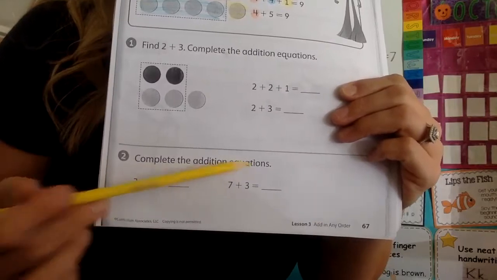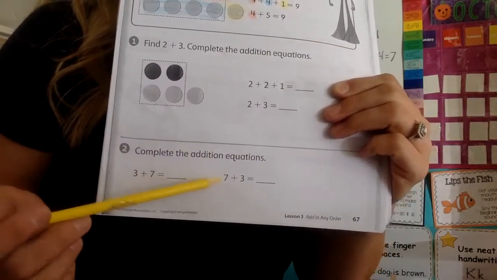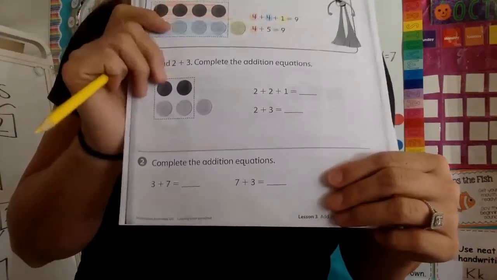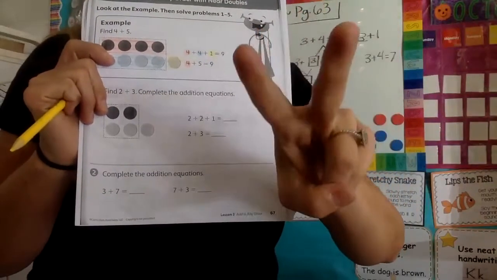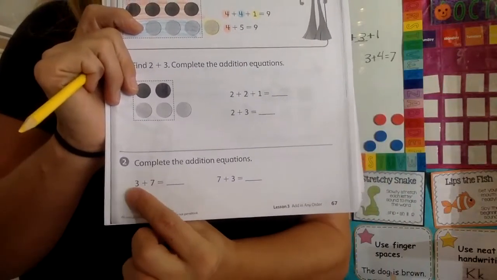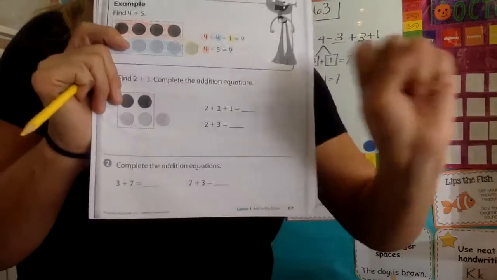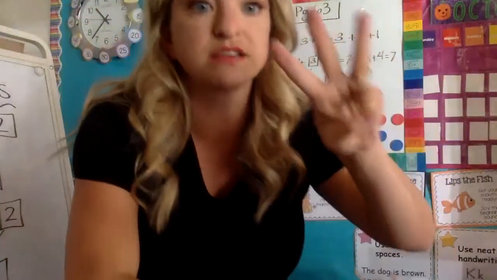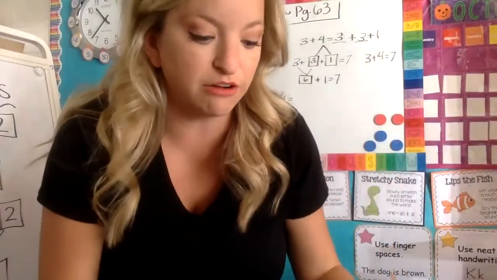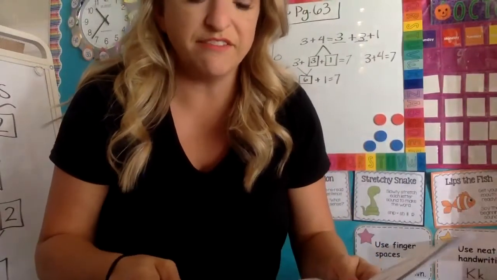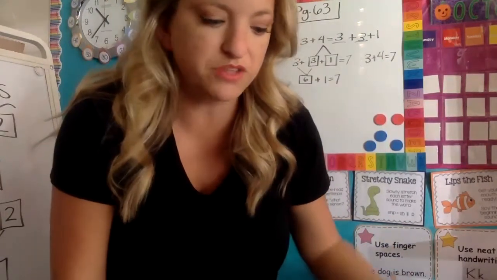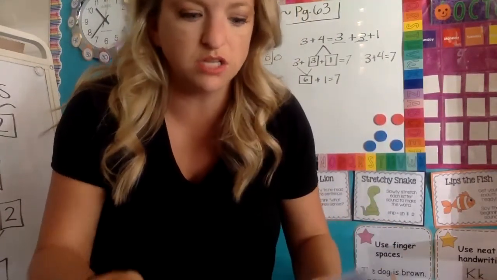Complete the addition equations. 3 plus 7 equals, 7 plus 3 equals. Well, hopefully you recognize, those are friends of 10. 7, 8, 9, 10. If you know that 7 plus 3 is 10, then you also know that 3 plus 7 equals 10. 3, 4, 5, 6, 7, 8, 9, 10. That's a lot. So if you can count on starting with the biggest number, 7, you should do that. Okay, practice, practice. Remember, these are not things that are going to come overnight. So if it's hard, it's okay.